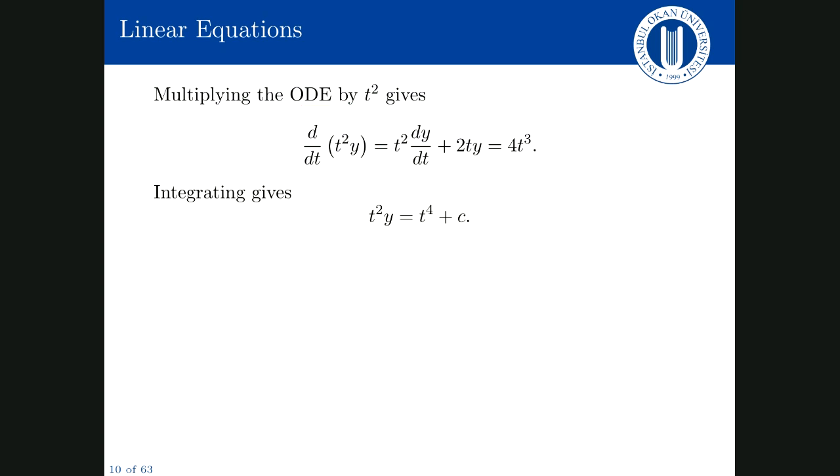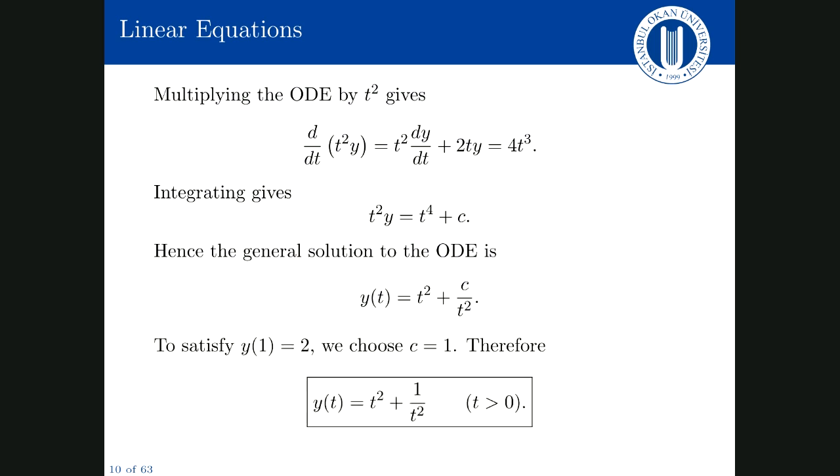When we integrate, the integral of the derivative of t squared y is just t squared y, and the integral of 4t cubed is t to the power of 4 plus c. Dividing by t squared, we get the general solution to the differential equation, t squared plus c over t squared. We also need to use the initial condition. We check that in order to get y(1) equal to 2, we need c equal to 1. So the solution to the initial value problem is t squared plus 1 over t squared.